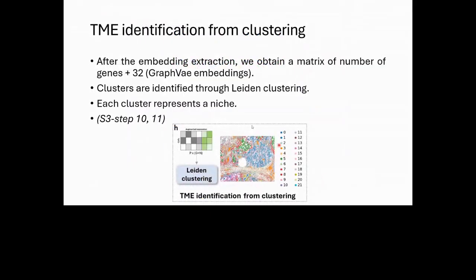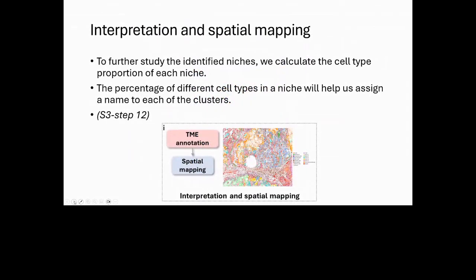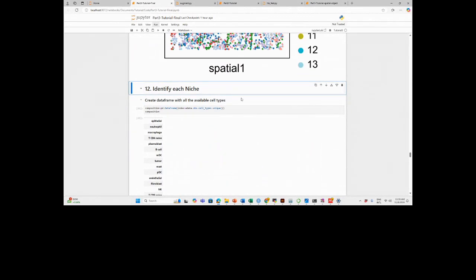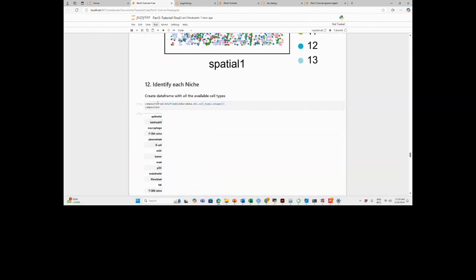Okay. Now that we identified our clusters, we are going to go to interpreting the clusters so we can assign a niche, like a name to the niche. So for that, we're going to be calculating the cell type proportions of each niche, the percentage of the different cell types in a niche, which is going to help us to assign a name to those clusters. So in this part, it takes a little bit of human input, just for you to know.